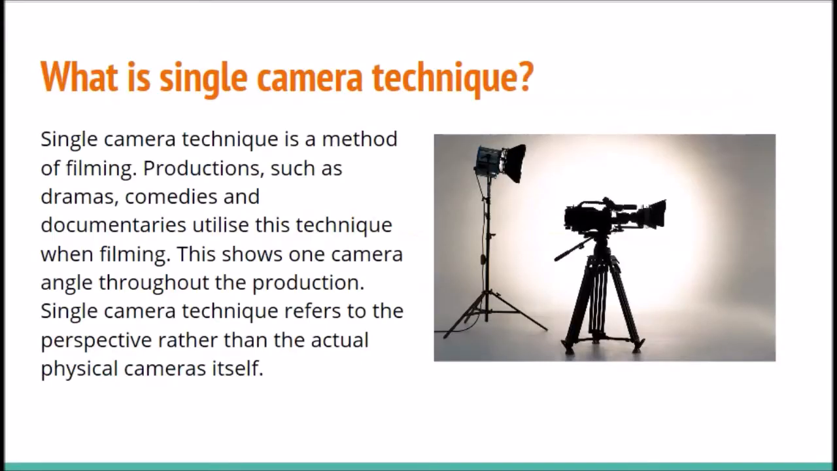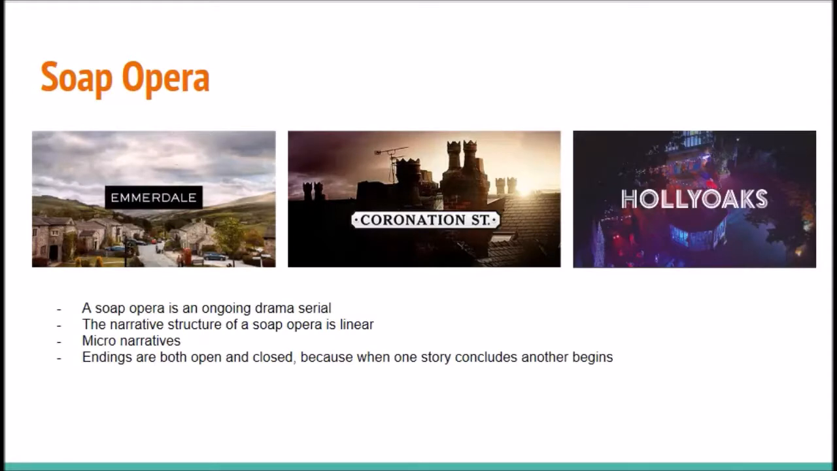What is single camera technique? Single camera technique is a method of filming, and productions such as dramas, comedies, and documentaries utilize this technique when filming. This shows one camera angle throughout the production, and single camera technique refers to the perspective rather than the actual physical cameras itself. So one format that utilizes single camera production is a soap opera.